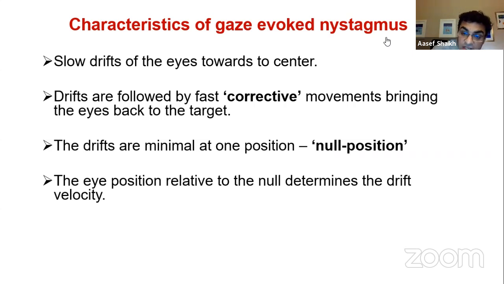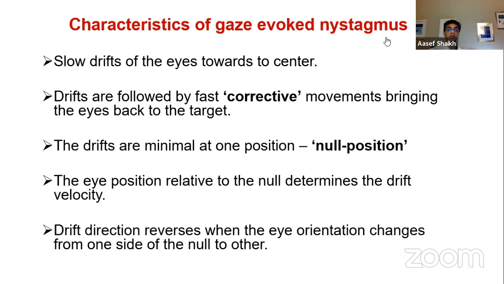The eye position relative to the null determines how fast the drift would be. And drift direction changes as your eyes move from one side of the null to the other. So when you look to the right, you get right beating nystagmus. When you look to the left, you get left beating nystagmus. When you go back to the center, gaze is initially quiet, but later on, you see rebound nystagmus. We'll talk about that a little bit later.